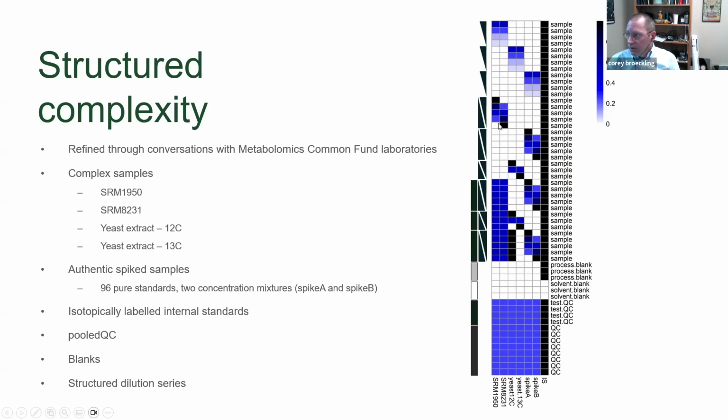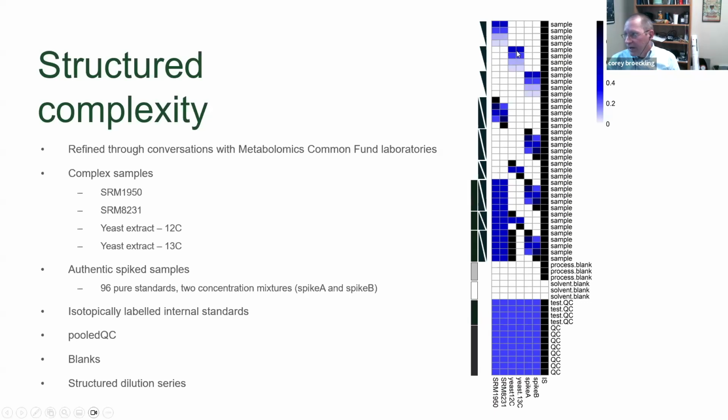Now we also have a reciprocal dilution series, which I'll highlight here. In this case, the total SRM 1950 plus 8231 is constant in microliters of volume per sample, but the proportions change. And so as 1950 decreases, 8231 increases. And so that gives us another structure to look for signal intensity changes in these samples, even if we don't know what the compounds are.